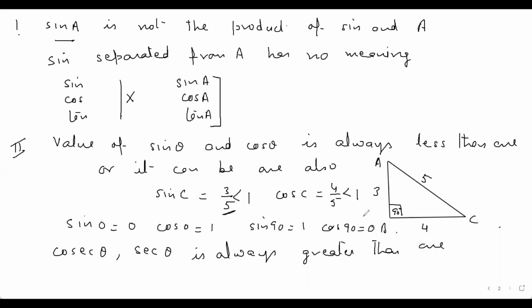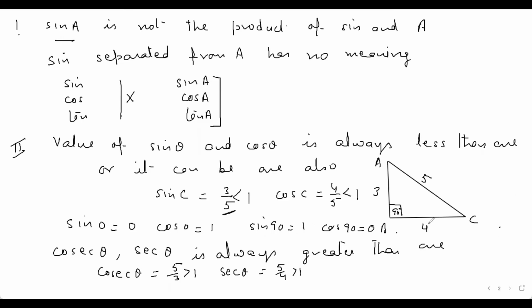Why? You can see, in this figure, the value of cosec theta is 5 by 3 and the value of sec theta is 5 by 4. And this is greater than 1 because hypotenuse comes in the numerator and that is the longest side. So the value of cosec theta, sec theta will always be greater than 1, and the value of sine theta and cos theta will be always less than 1 or it can be 1 also.